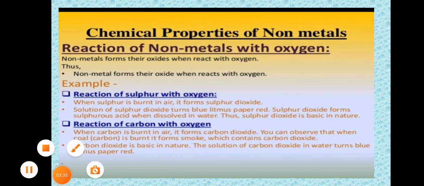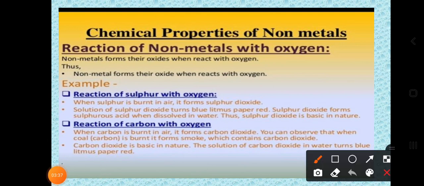So for checking the basic and acidic property, we can use the indicators, blue litmus paper and red litmus paper. So we have learned today that in the reaction between non-metals and oxygen, an oxide is formed.